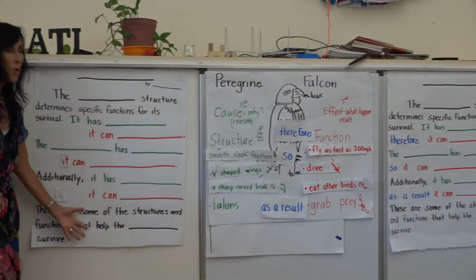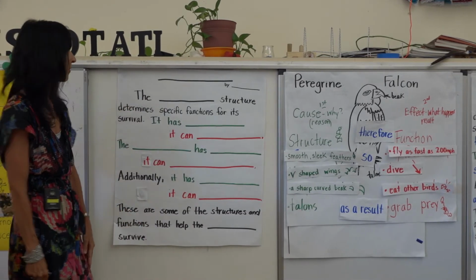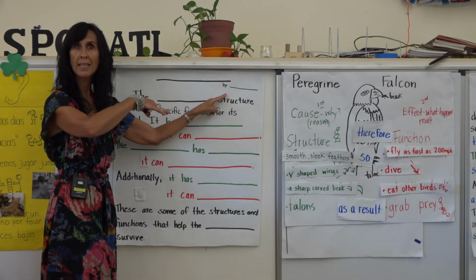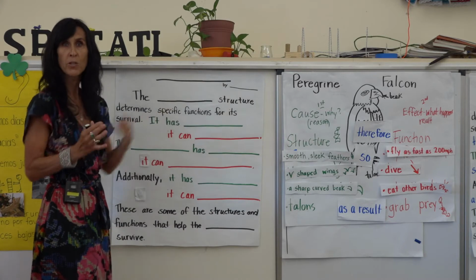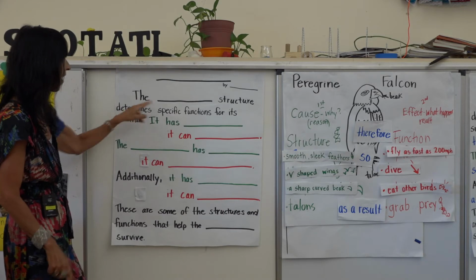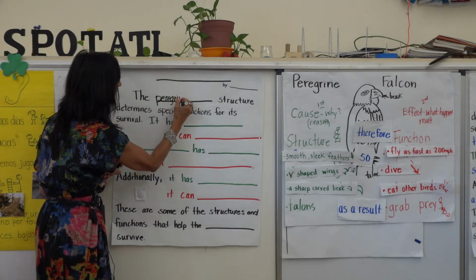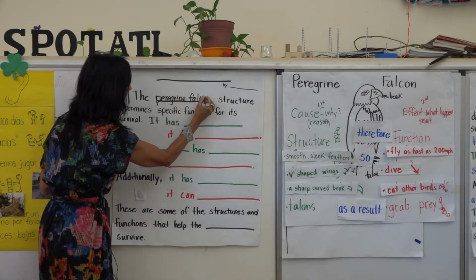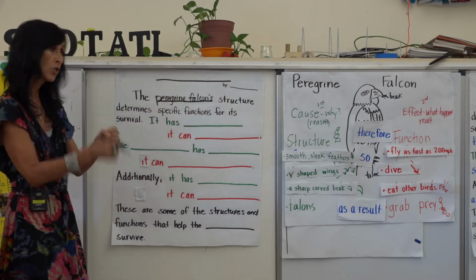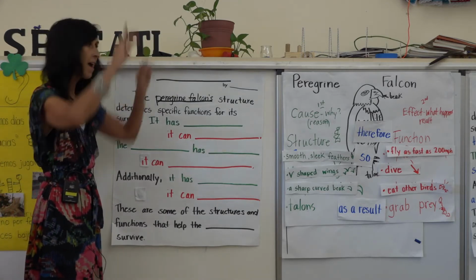Over here, we have some sentence frames that all together make an informational paragraph. We're going to leave the title and the author blank for now because we'll go back in at the end and we'll decide what our informational paragraph is mostly about. Our topic sentence is the, what's our bird? Say it with me. Peregrine falcon's. And I'll put an apostrophe S here because it shows ownership. Its structure determines specific functions for its survival.